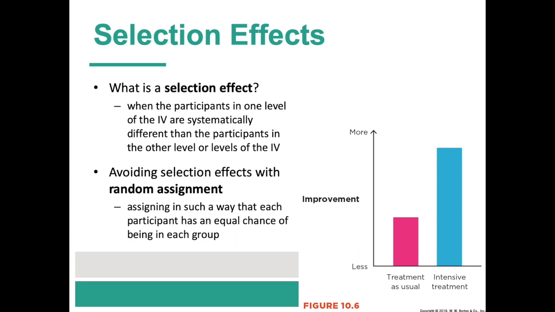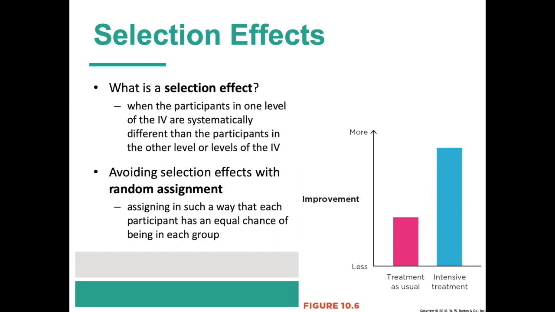Another thing to consider that can get in the way is selection effects. So a selection effect is when the participants in one level of the independent variable are systematically different than the participants in another level. So anytime we let the individuals choose what groups they go into, so for example, if we have two groups and one is a candy group and the other group is a broccoli group, if we allow them to choose which group they're in, there's probably going to be differences. People that choose a broccoli group are probably going to be very different than one that chooses a candy group.